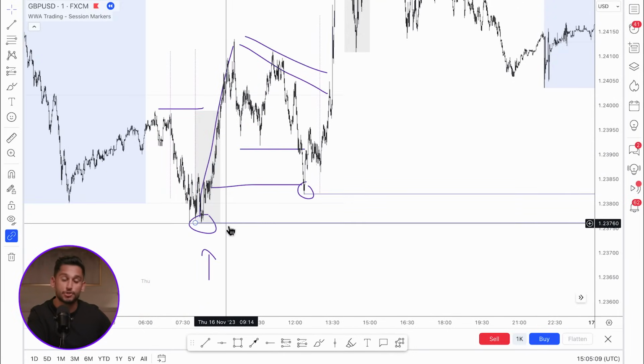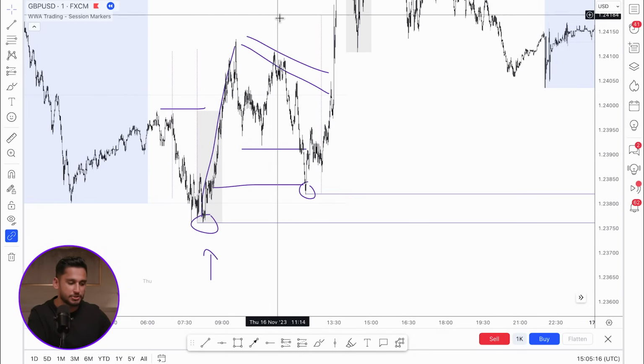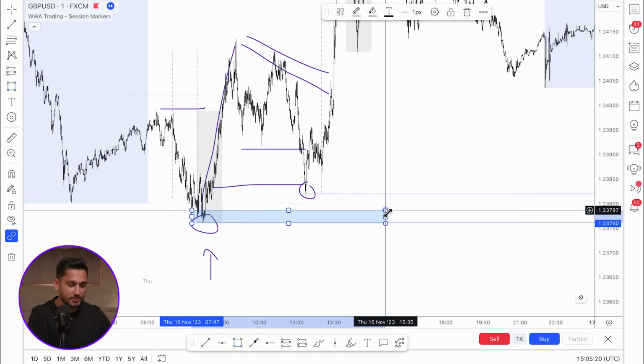Now, not only is this a structural point, this is also previous day's low and also a smart money zone because we had this build up, FU candle, push out, mitigation. This is a clear smart money zone. So when we see the smart money zone, it's coming back to that.